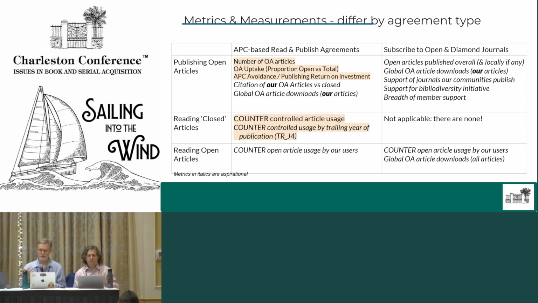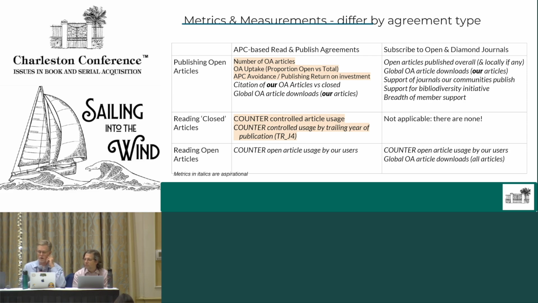The highlighted metrics I'll feature in upcoming slides, but moving into that sort of more aspirational metrics shown in italics, we could get a lot closer to impact per se if we examine the citation rates of open versus closed articles and or global downloads of these articles. As for reading closed articles, there's controlled, otherwise known as paywalled article usage, and the emerging usage by trailing year of publication, which provides a better sense of the effect of recent gains in OA proportion on the controlled article usage.